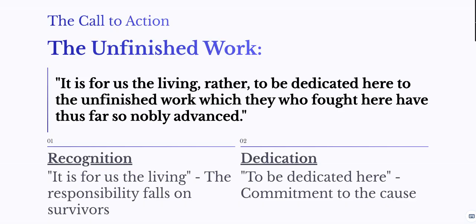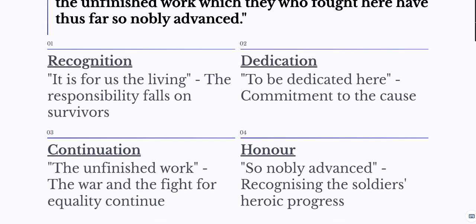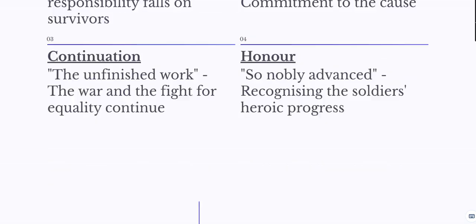And actually, he is converting the American Civil War into a fight for the freedom, which is nothing but the Emancipation Proclamation. So he's saying that this work is unfinished, literally, and "it is for us, the living" means the responsibility falls on the survivors and not the dead ones. And "to be dedicated here" refers to commitment to the cause. And "the unfinished work" refers to the war, and the fight for equality should continue. So "nobly advanced" refers to recognizing the soldiers' heroic progress.